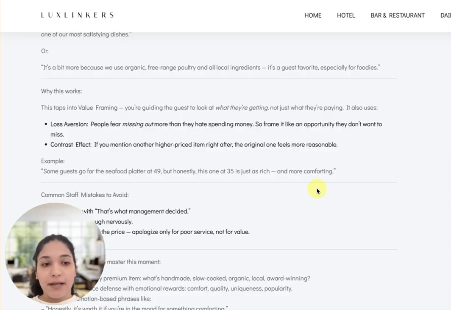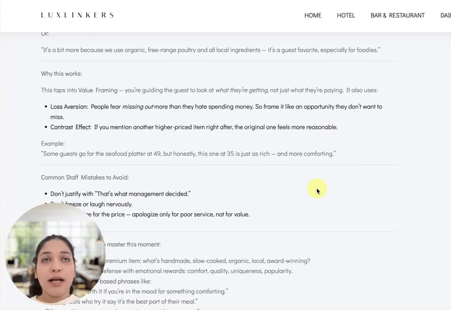And also the contrast effect. If you mention another higher price item after, the original one feels more reasonable. Because of that, I recommend hoteliers and restaurant owners have at least one or two items with a higher price on your menu. It also has an anchoring effect, because of the function of the human brain. They subconsciously contrast everything that they have in their head.